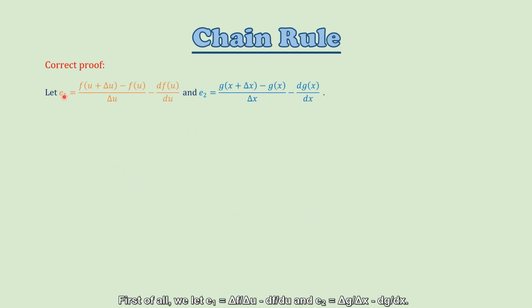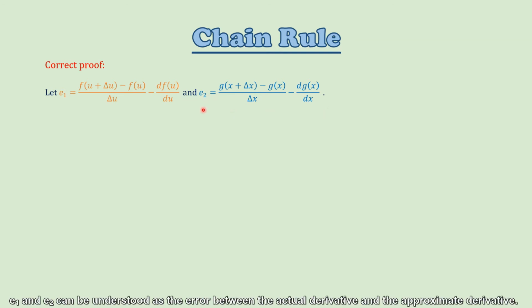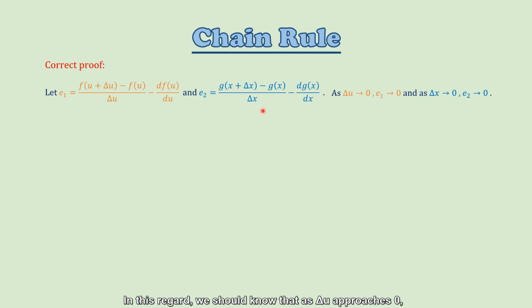First of all, we let E1 be the difference between Δf over Δu minus df/du, and E2 be the difference between Δg over Δx minus dg/dx. E1 and E2 can be understood as the error between the actual derivative and the approximate derivative. In this regard, we should know that as Δu approaches 0, this error should approach 0 as well. And as Δx approaches 0, this error should approach 0 as well.